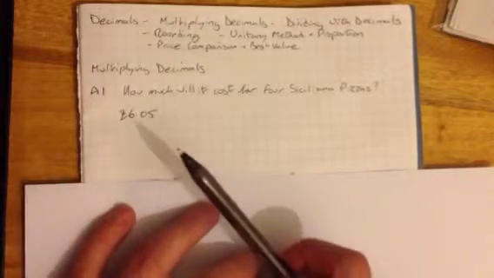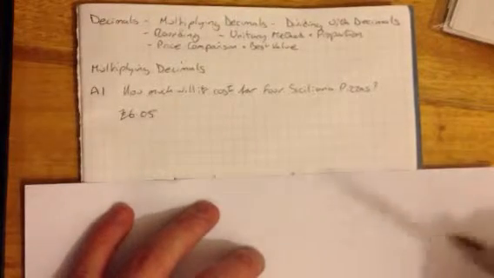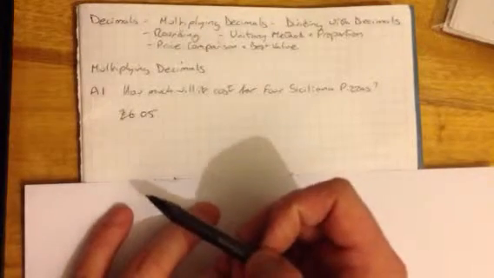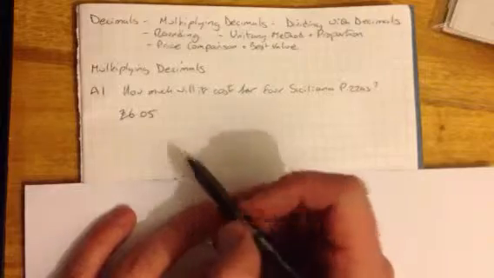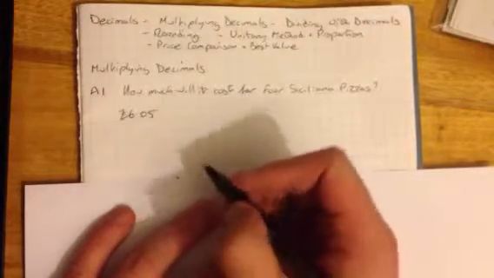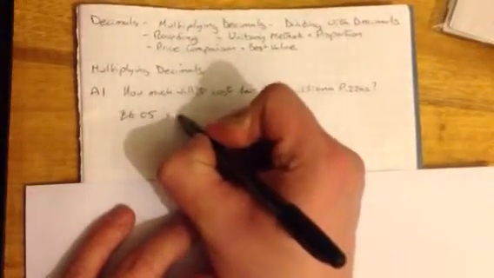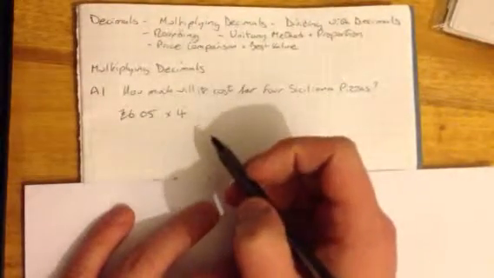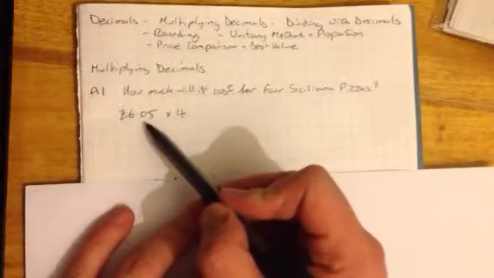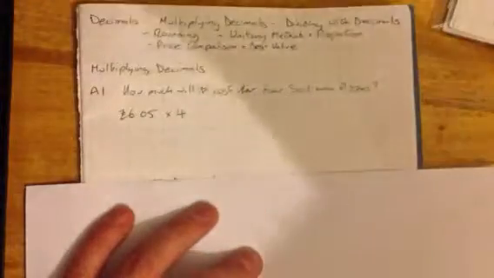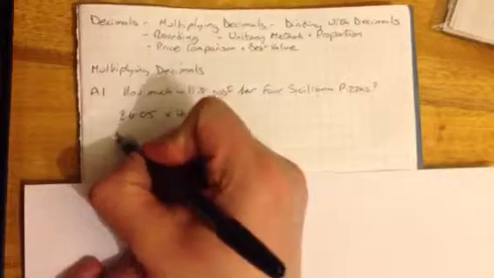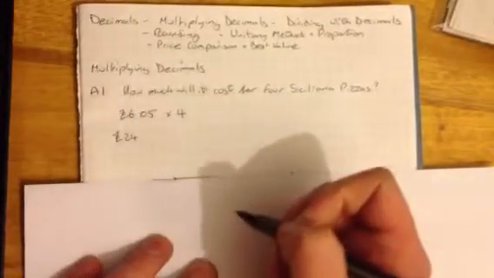That's question A1. How much will it cost for 4 Siciliana pizzas? The Siciliana pizza is priced at £6.05. So what the question's asking us is, how much is it for 4 of these pizzas at £6.05? So we need to do £6.05 multiplied by 4. Start off by making a little bit of an estimate. The pizza's about £6. There's 4 of them. 4 times 6 is about 24. So we're expecting a price somewhere in the region of £24.